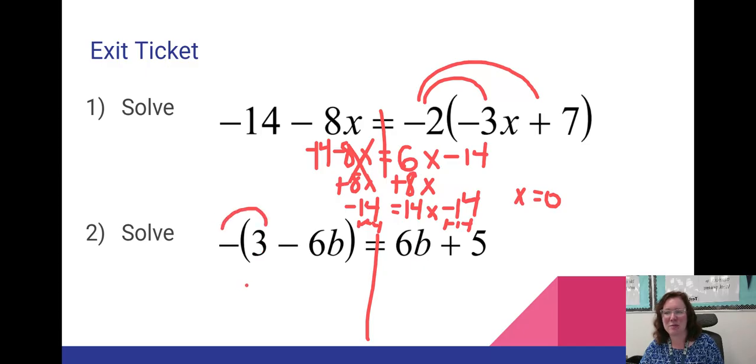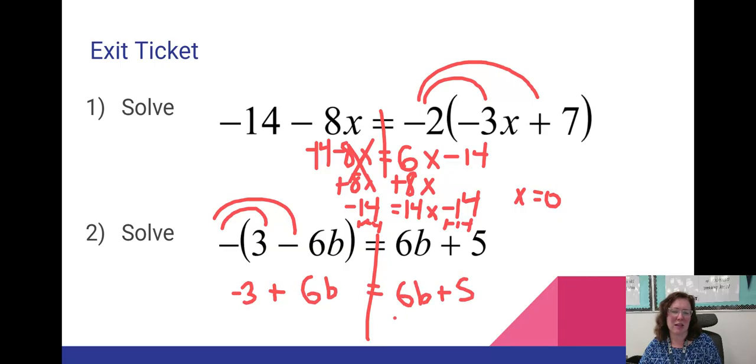Okay, negative times 3 is a negative 3. Negative times a negative is a positive 6b. And I see there's a b on both sides. I don't like that. Subtract 6b on both sides, and we get negative 3 equals 5. That's not possible, so there's no solution.